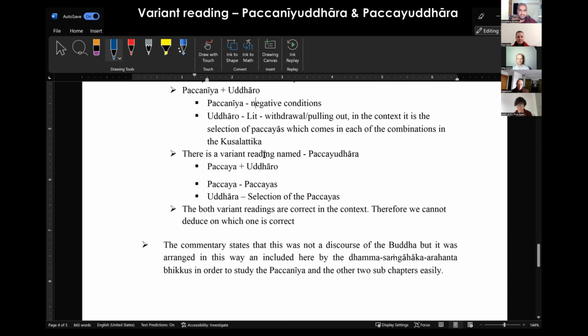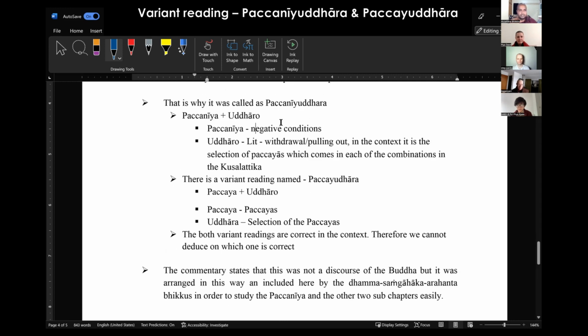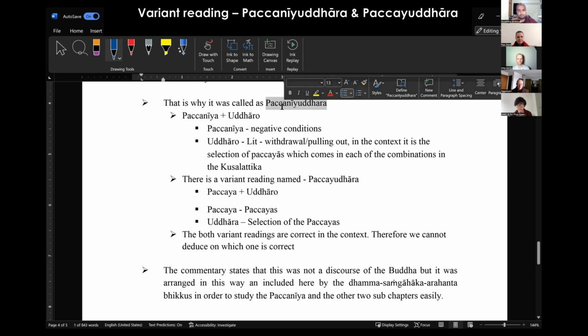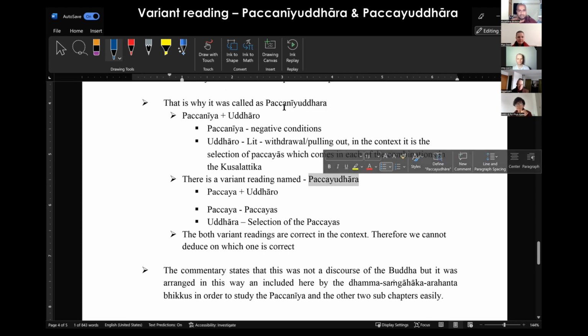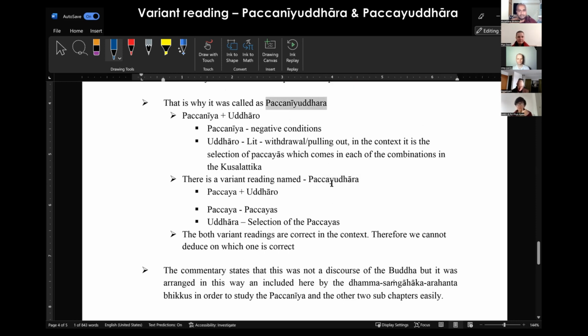And also there is a variant reading for the topic of this chapter called Paccayuddhāra. So the first one is called Paccanīyuddhāra, this one is called the Paccayuddhāra. It means Paccaya Uddhāro, which means Paccaya, the paccayas, Uddhāra, the selection of the paccayas.